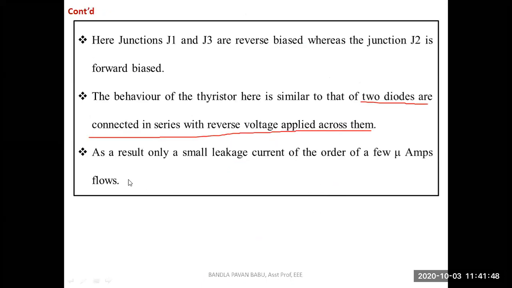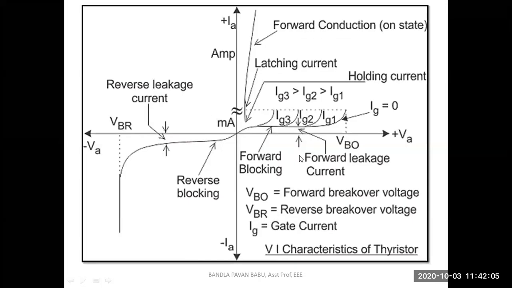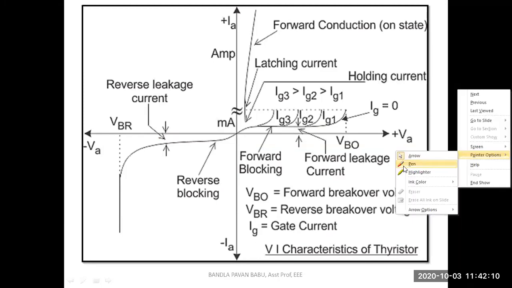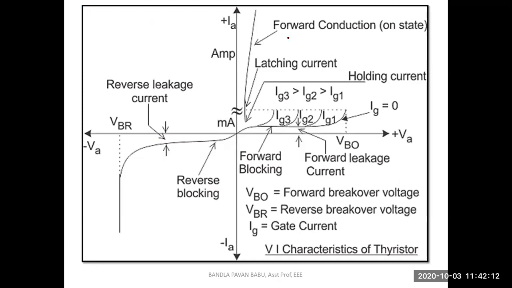So what does it mean? If the behavior is like that, how is it going to perform? As a result, only a small leakage current of the order of a few milliamps flows. That's what is mentioned in these characteristics. I want to highlight only this part, the left hand side part.